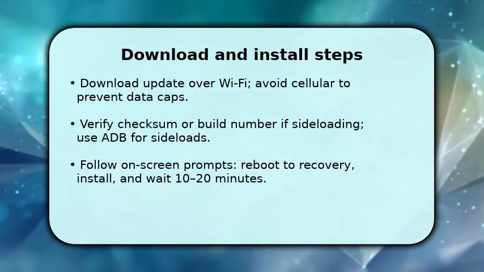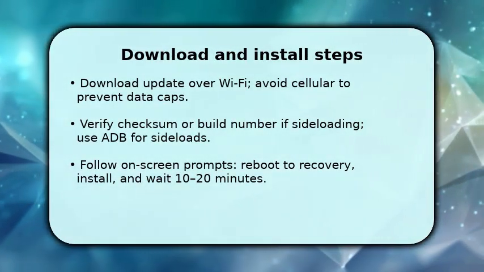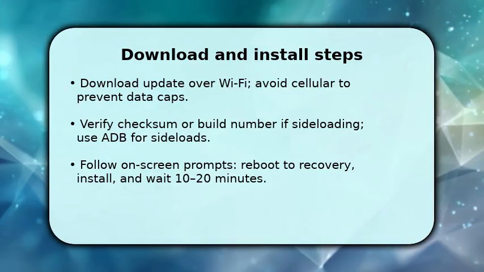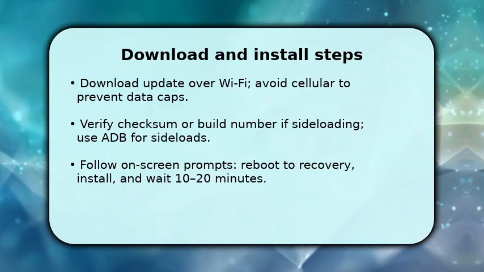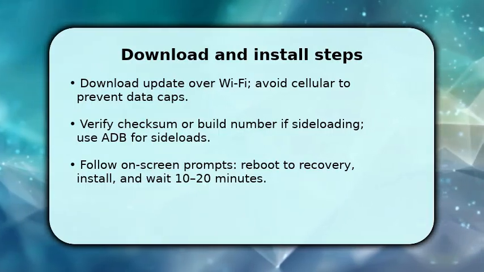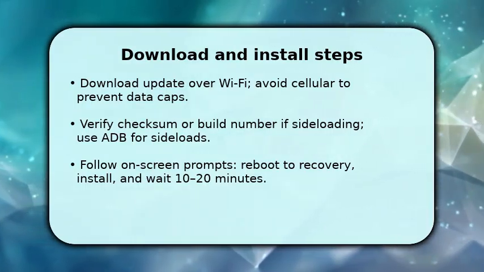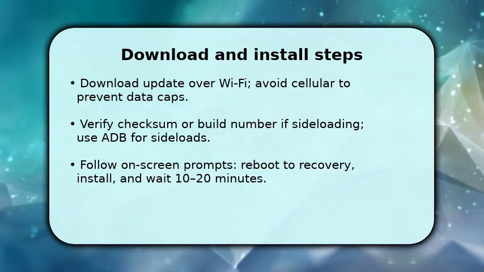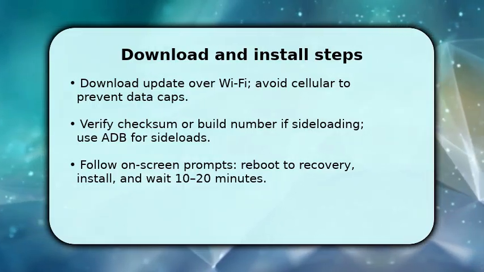Now open Settings and go to System Update to fetch the upgrade. Proceed when the update appears. You should download the update only over Wi-Fi to prevent interruptions and unexpected charges. Pause any large downloads. If you sideload, verify the package checksum and use ADB sideload commands. This ensures integrity. Once the package is ready, tap Install.